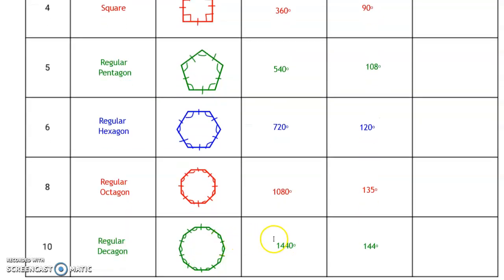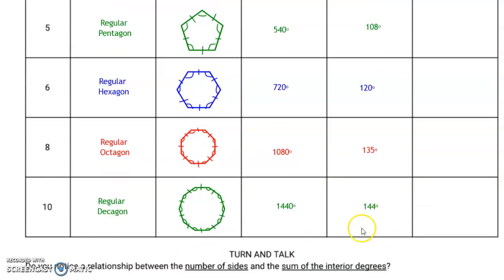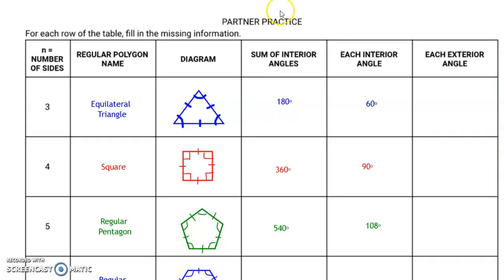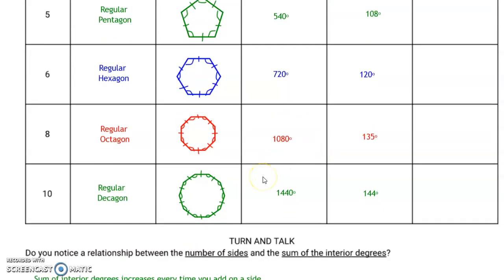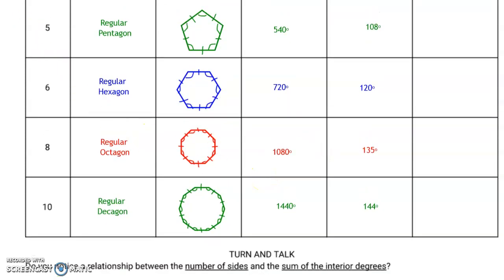Regular decagon is the last one. A decagon has 1440 degrees in all of these angles inside of it, and it's got 144 degrees in one of them. 1440 divided by 10 should give you 144. All right, the question that I want to ask you is, do you notice a relationship between the number of sides and the sum of the interior degrees? Remember, the number of sides is over here, that's 10 for the decagon, and the sum of the interior degrees, that's this column here, 1440 for the decagon. I'll scroll back up real quick so you can see them. Okay, now the question is, what is the relationship between the number of sides and the sum of the interior degrees?